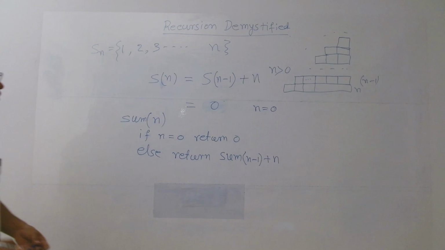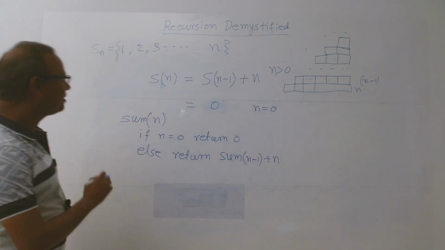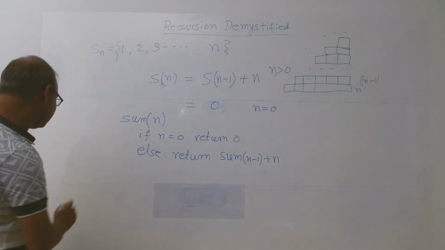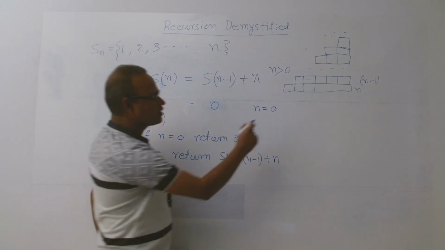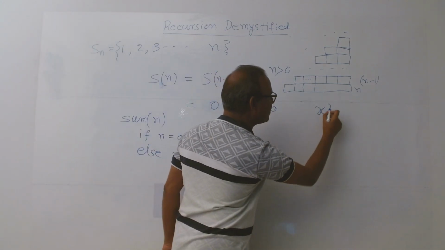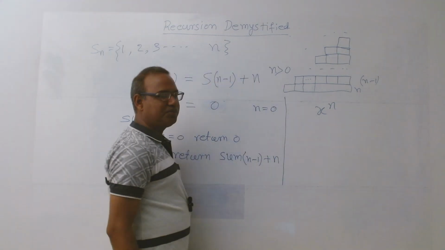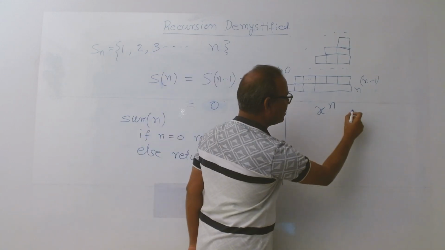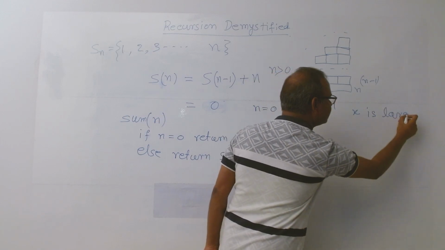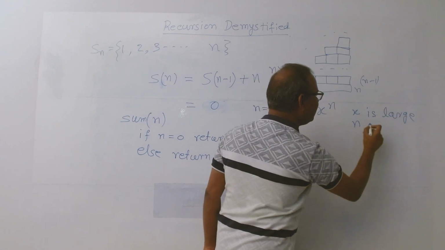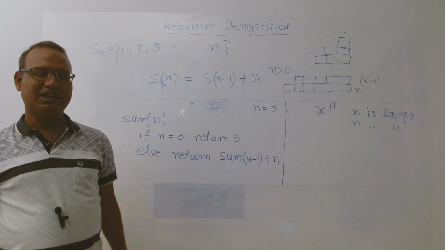Now let's check some more problems. Let's say we have another problem, a small problem. We want to compute x to the power n, where x is large and n is large. Both x and n are very large.